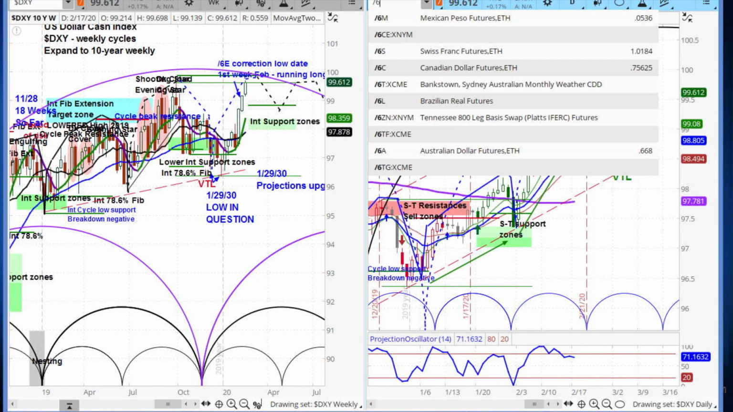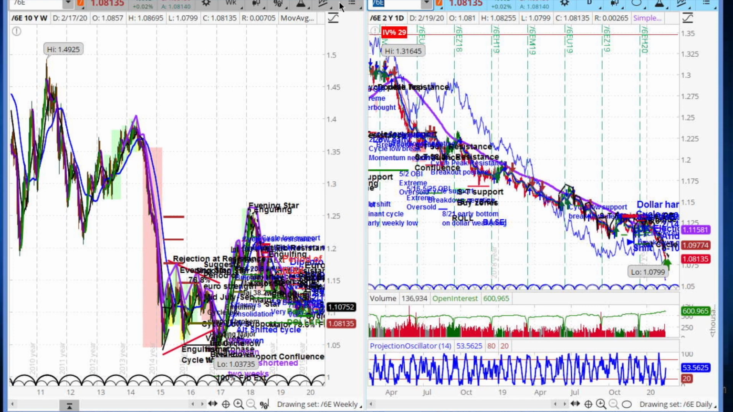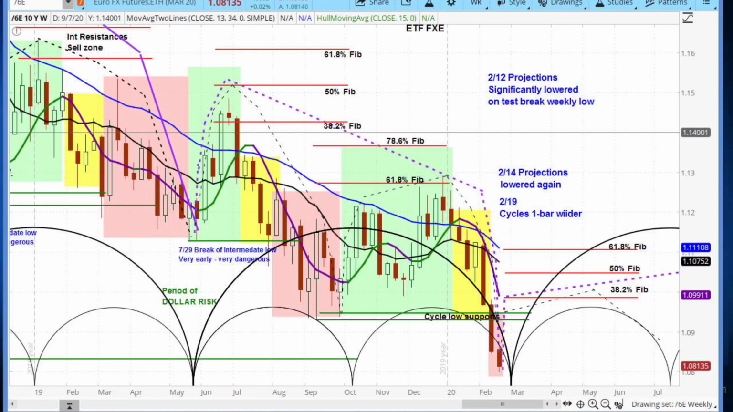Let's look at the inverse to the dollar, which is the euro currency. We're looking at the futures markets here, and then we'll switch over to the cash after the British pound. So here's the extension on the downside.